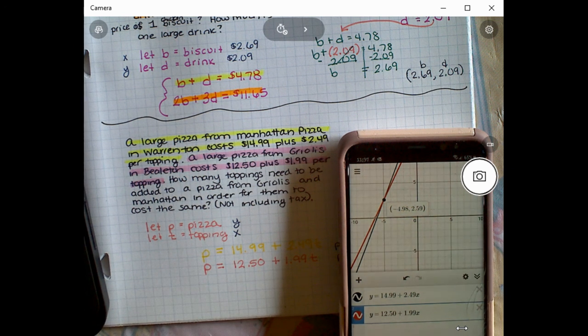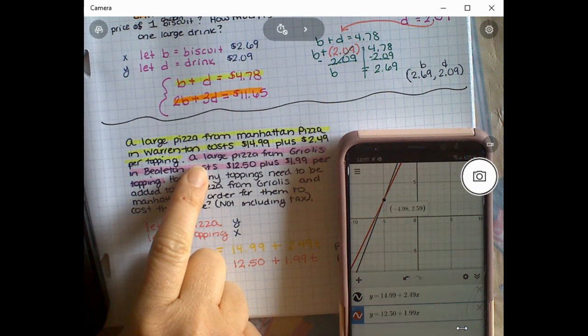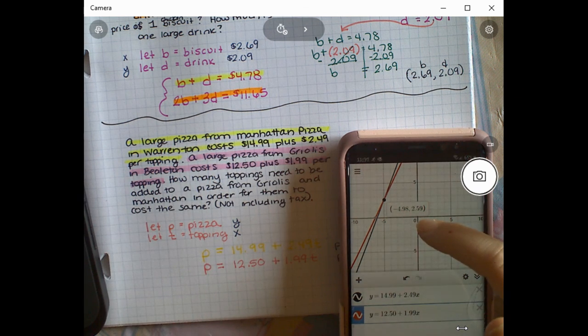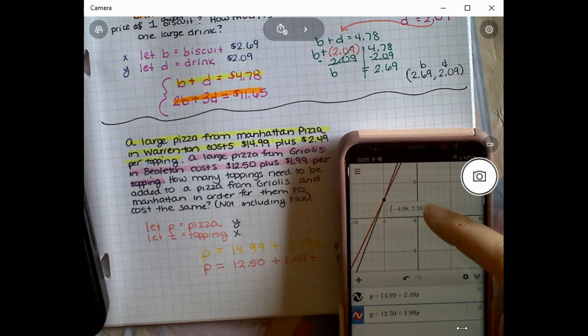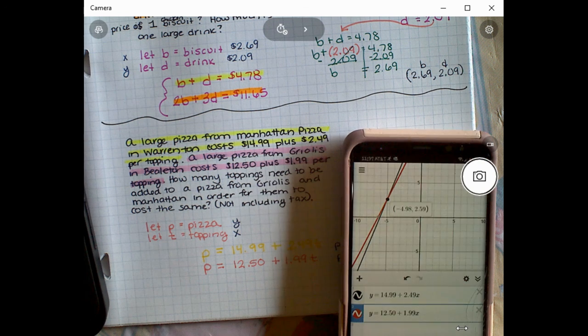If we had -5 toppings on a large pizza, if that was possible, right? A large pizza from Manhattan and a large pizza from Grioli's, they would cost $2.59. Okay, that is weird. It doesn't make logical sense. I didn't pre-do this problem before I showed it to you, but wow, that's a big difference. I think that if the quality of the pizza is the same from Grioli's and Manhattan, I would absolutely choose Grioli's because it's so much cheaper.